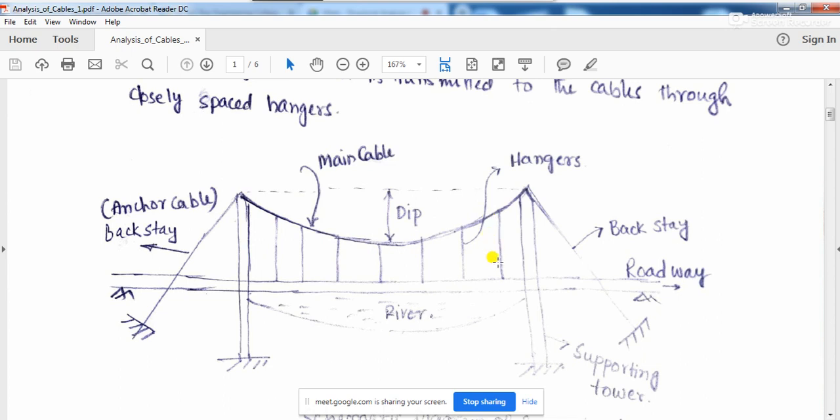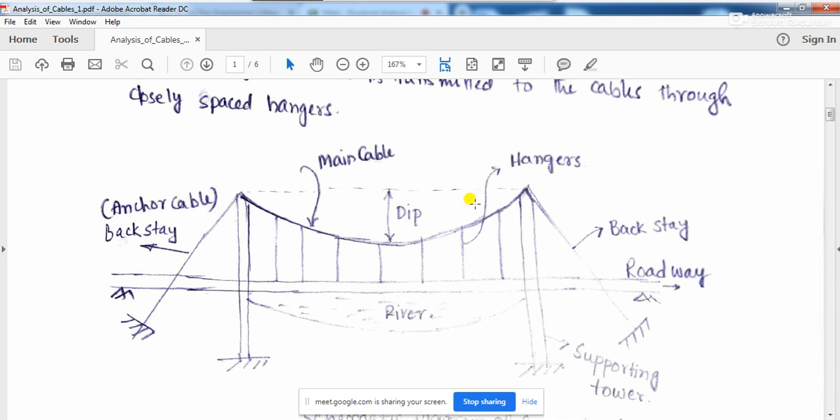These hangers transmit the load of the bridge deck to the cable, and ultimately the cable takes up the load of the bridge deck through its tension capacity. Is it clear? This is how a suspension bridge works.